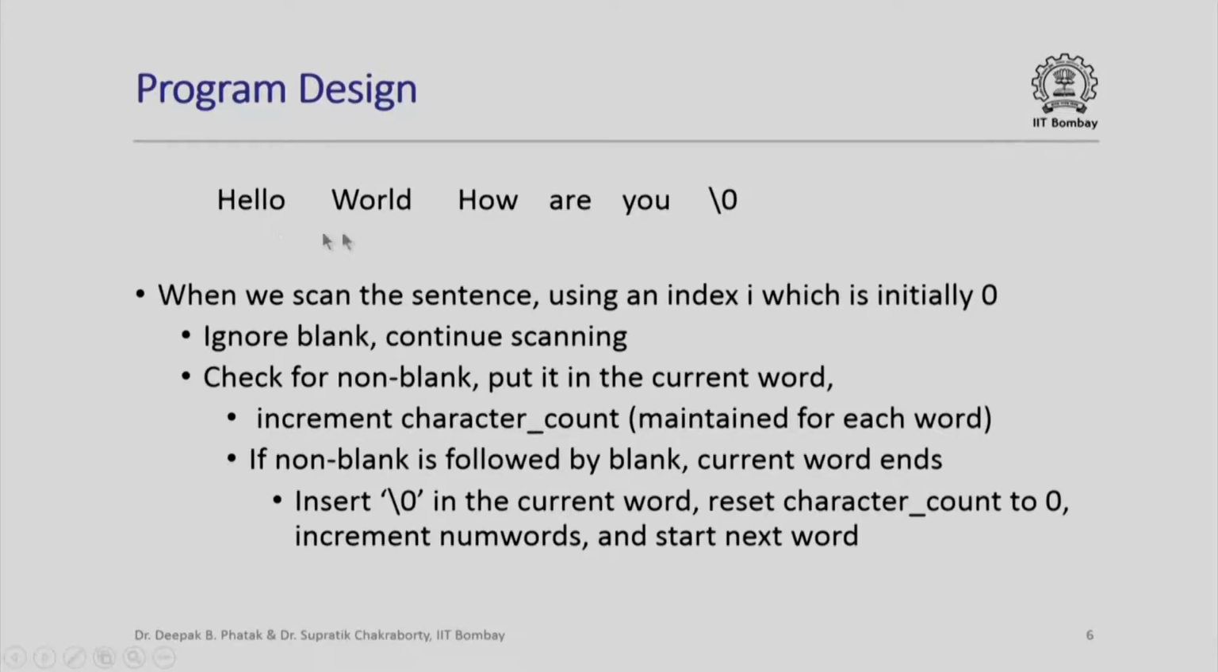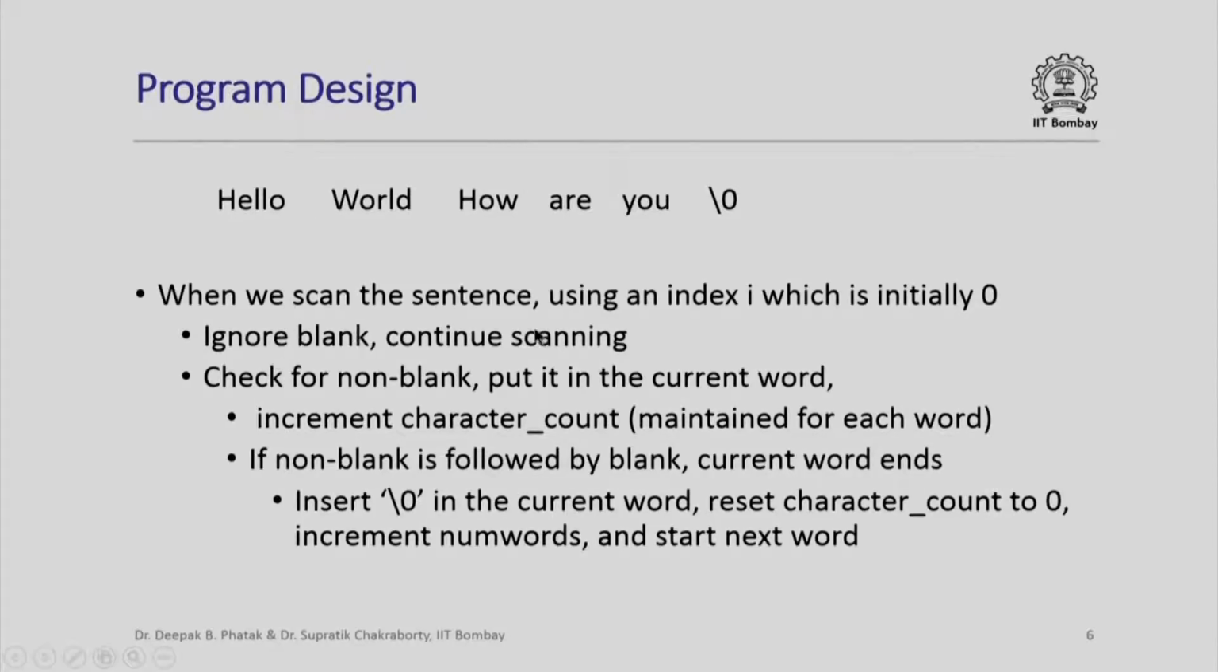I have reproduced the sentence here again. Please note that this sentence has many words and it has several blanks. Now, I am going to scan this sentence character by character, like this. In the process, whenever I encounter a word, consisting of consecutive non-blank characters, I must put it in one row of the words array. If there are blanks, I need to ignore them.